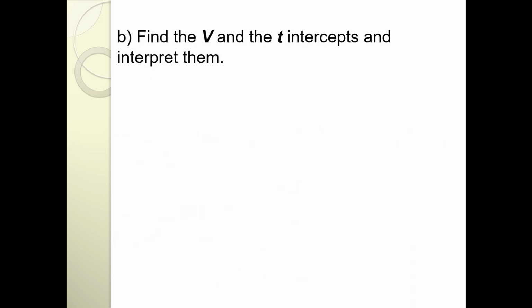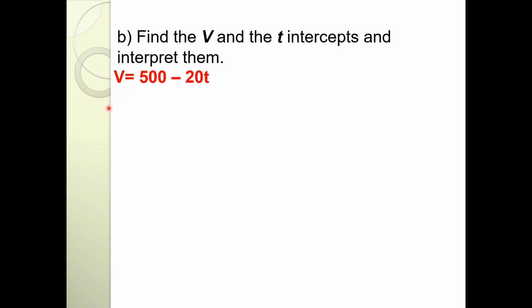Okay, so let's have letter B. Find the V and the T intercepts and interpret them. Kanina, ang nakuha nating function or answer sa letter A ay V is equal to 500 minus 20T. Ang ibig sabihin lang nito, ito yung mag-explain sa proseso ng example number 1 natin, yung sitwasyon sa problem number 1 natin. Now, we are asked to find the V and the T intercepts. Tapos, i-interpret natin later on.